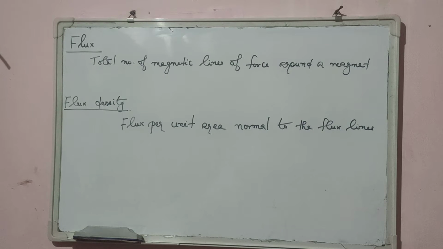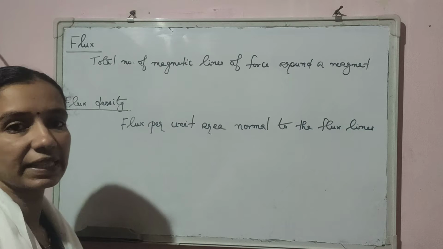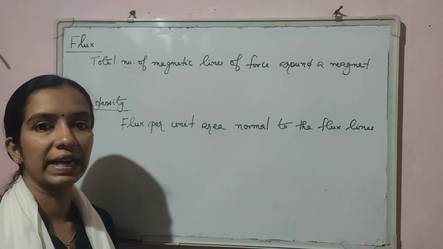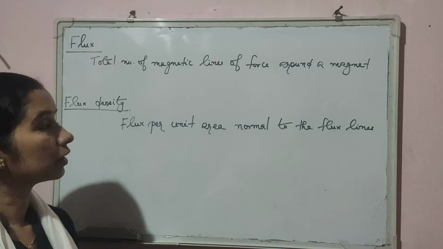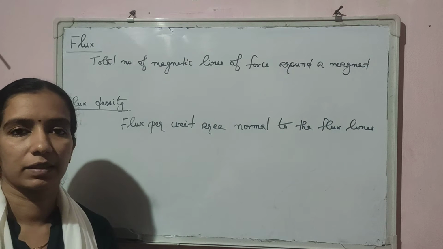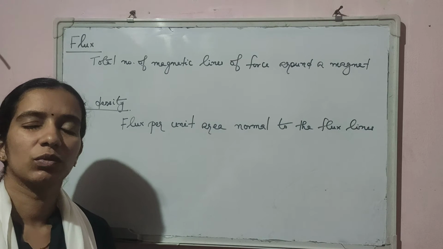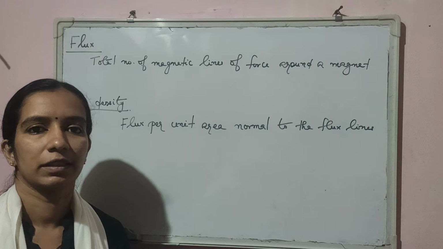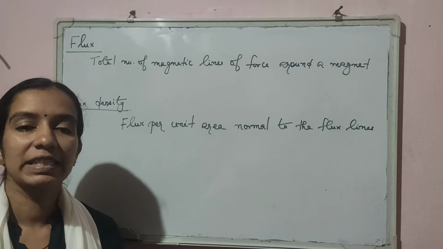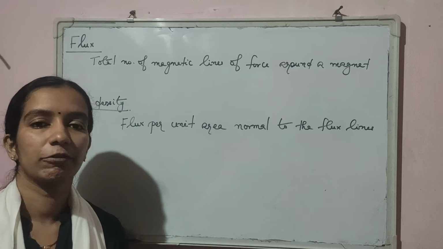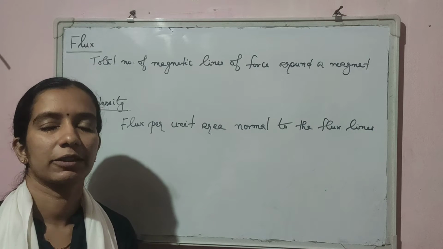In this lecture, we will be studying some basic terminologies related to magnetic circuits. So first one is the flux. So we have studied what a magnetic field is. So magnetic field is the region around a magnet where the magnetic effects are felt.